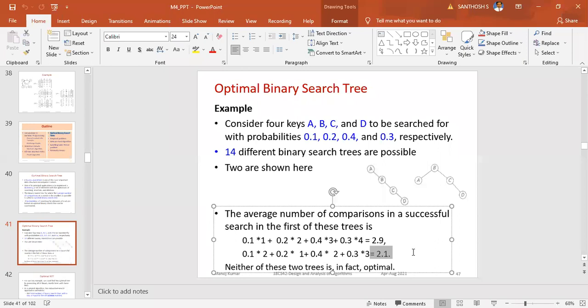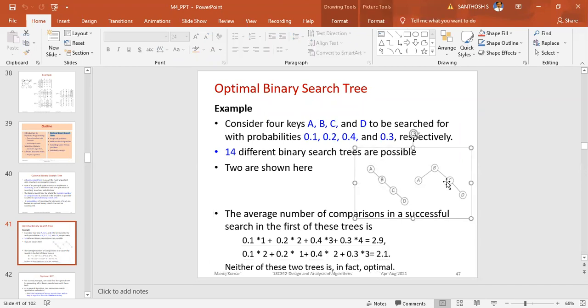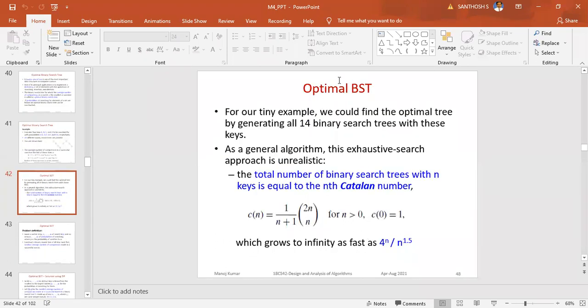Neither of these two trees is in fact optimal. We will take the most optimal tree. When you go for the optimal binary search tree, for our tiny example we could find the optimal tree by generating all 14 binary search trees. So how do you find it in general?